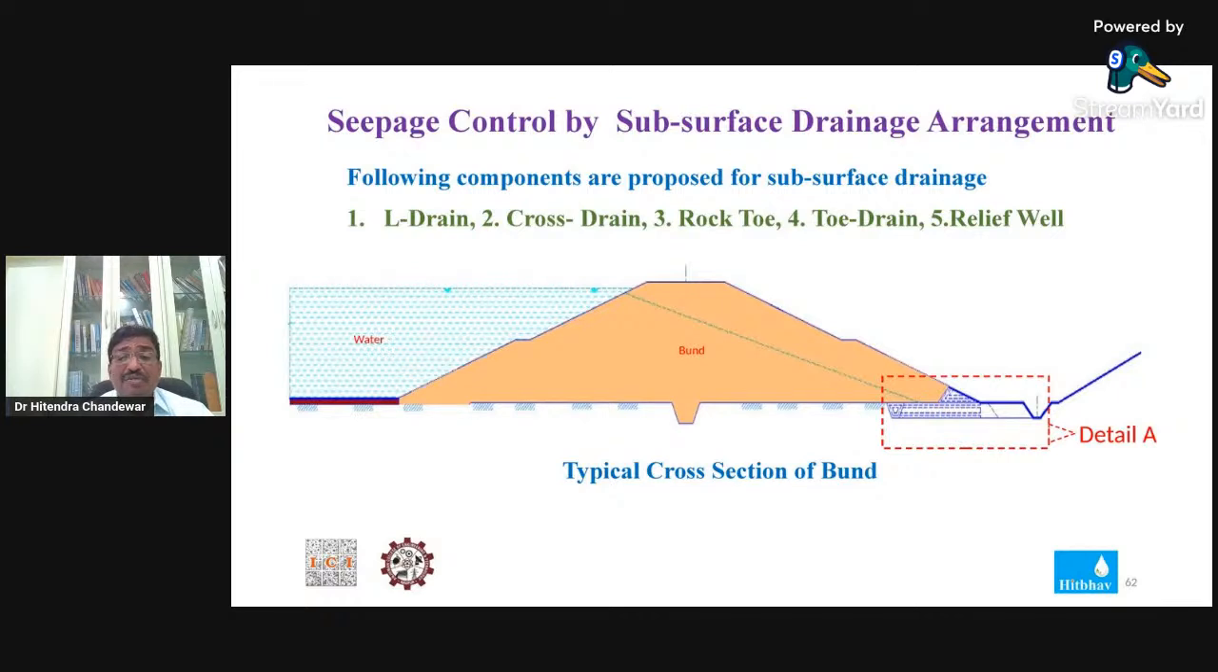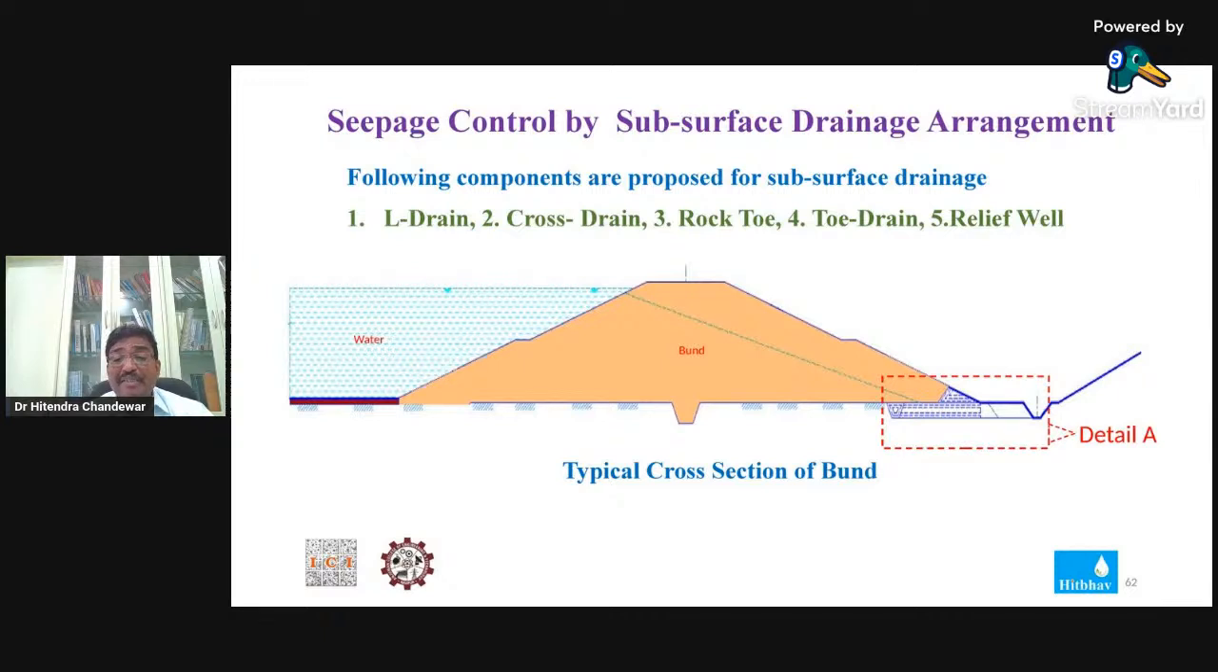The compacted earthwork below the phreatic line is in a very submerged condition. So during the stability analysis, we consider the soil below the phreatic line as submerged, and above it as a wet or dry condition. Wherever the phreatic line touches the dam section on the downstream side, from there onwards you will be required to provide a drainage system within the earthen bund.